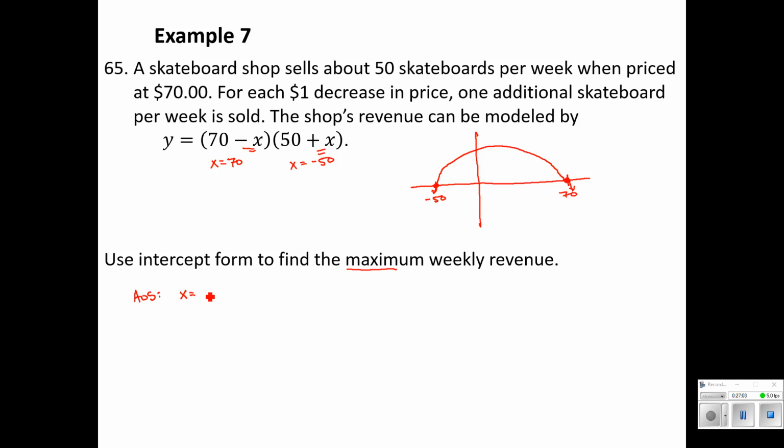So x equals, I've got negative 50 plus 70 over 2. That tells us x equals 10. So when x equals positive 10, that's where our vertex is going to be located. To find the actual maximum, that's going to be y equals 70 minus 10 times 50 plus 10. 60 times 60, which is 3,600.